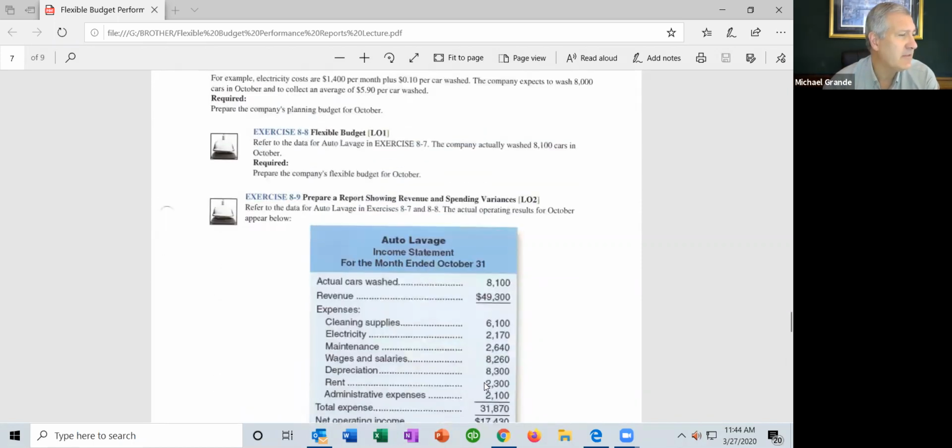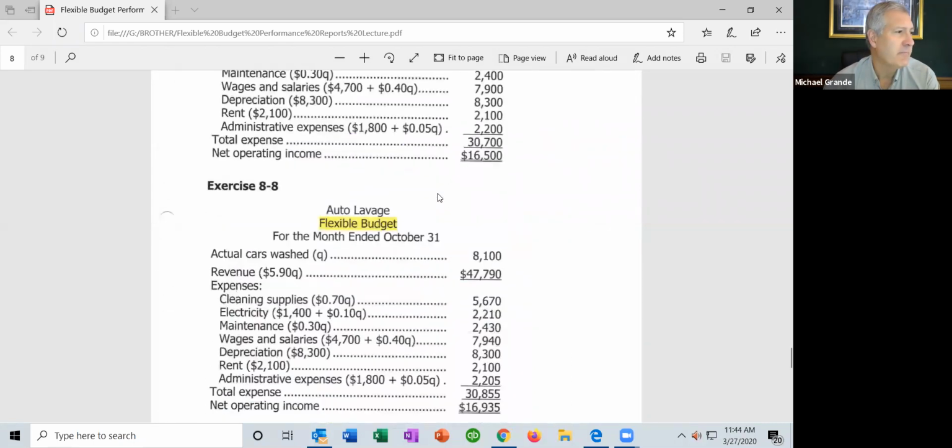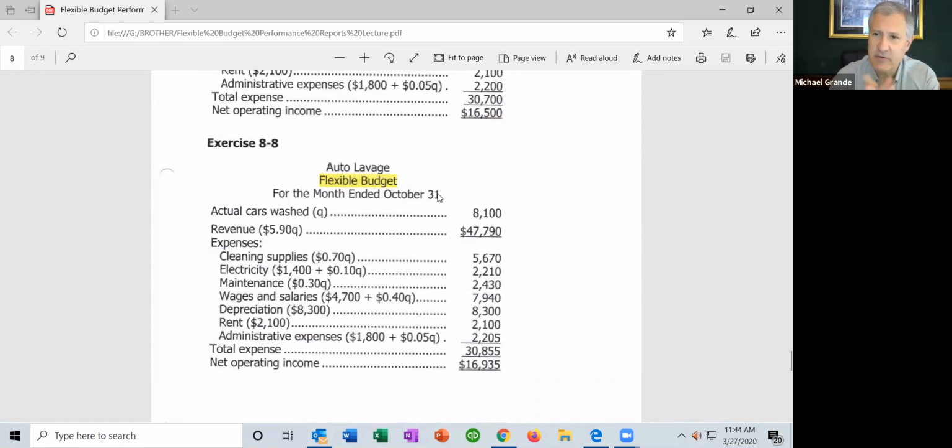Let's look at exercise 8. Refer to the data for Auto Lavage in exercise 8-7. The company actually washed 8,100 cars in October. That's the actual level of activity. 100 cars more than estimated. Prepare the company's flexible budget. So you're doing exactly the same thing as you did in the previous solution, except you're using 8,100 cars, the actual level of output, versus the estimated level of output of 8,000.